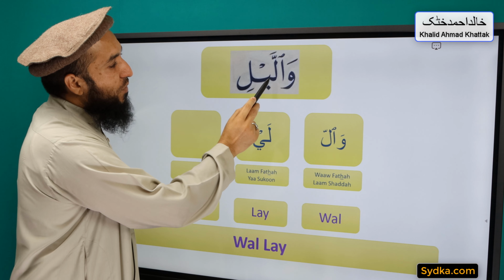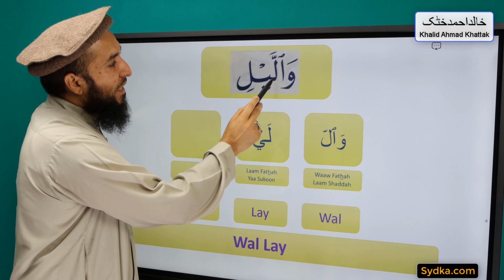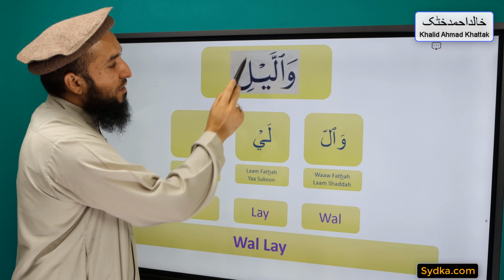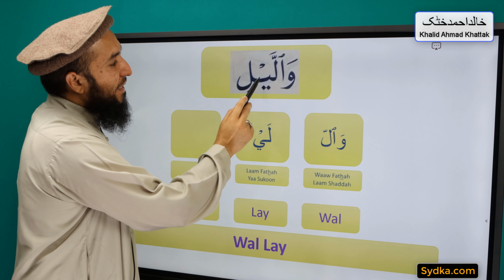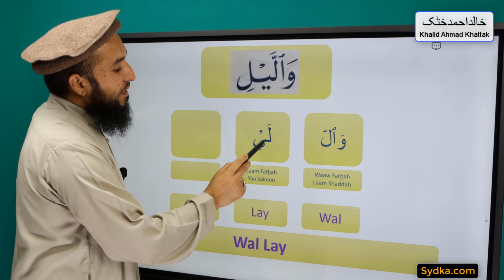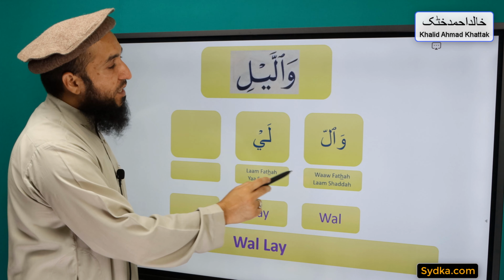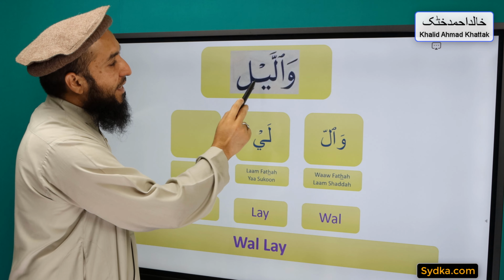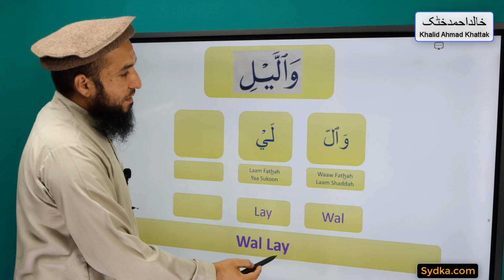The second syllable we have is lam fatha ya sukoon lay. Lam is a light letter, it has fatha on top of it, it is followed by ya, ya has a sukoon. Lam fatha ya sukoon lay. Combining both syllables together we have wal-lay, wal-lay, wal-lay.